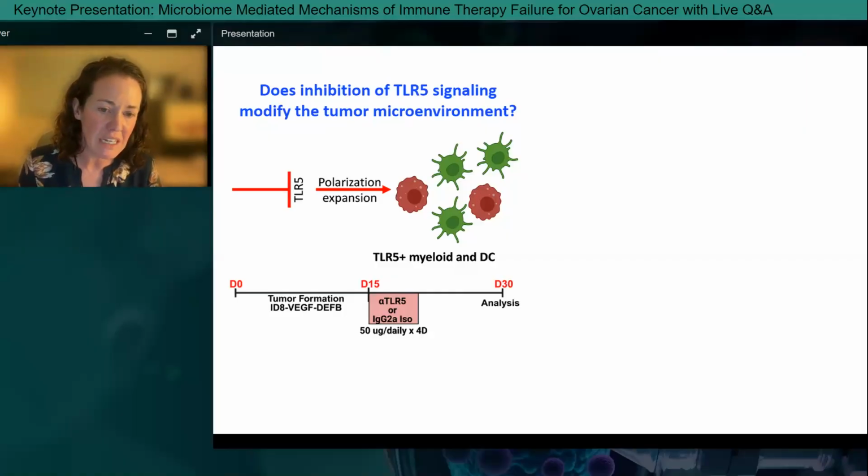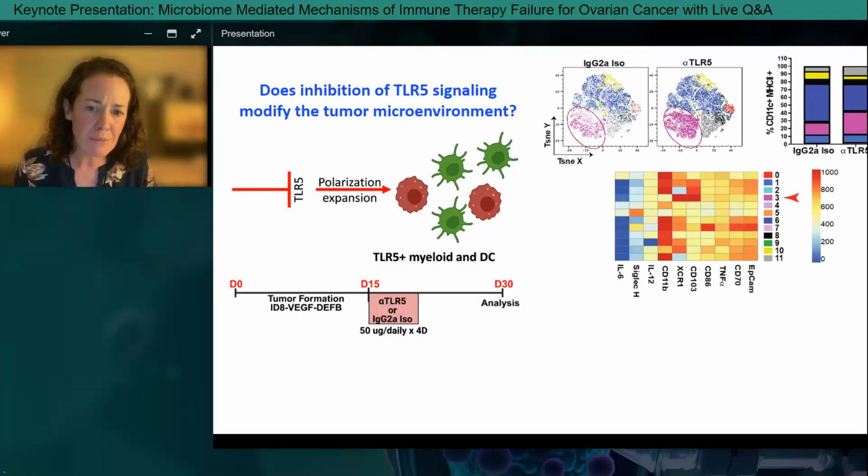And so we delivered it beginning day 15, and then we analyzed the tumor microenvironment at day 30. We use a non-biased methodology to analyze myeloid cells and dendritic cells specifically to determine whether this inhibition of TLR5 signaling affected the dendritic cell compartment. As you can see highlighted in this magenta cluster, we started to see an expansion of these cross-presenting dendritic cells. And so they're expressing XCR1 and CD103.